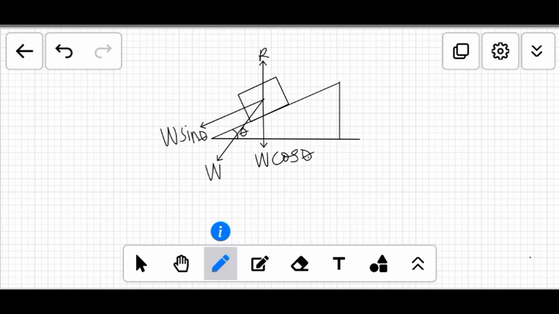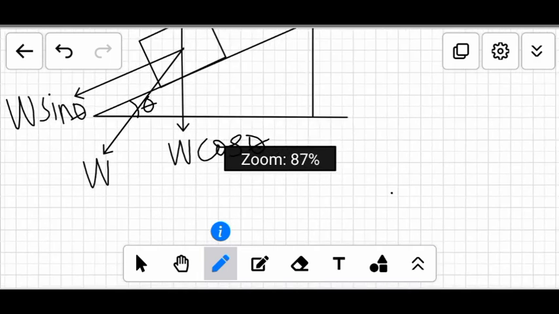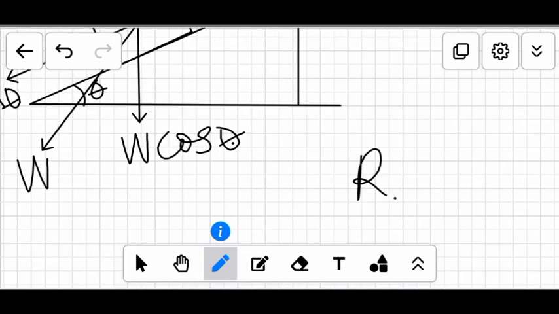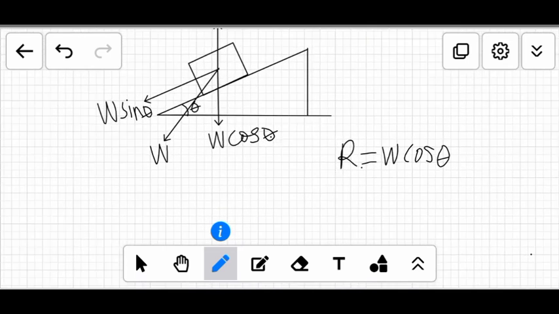But in this case now, the weight is split into two parts. We have W sine theta, which is dragging the object downward, and W cos theta, which is acting vertically on the plane. So the normal reaction will definitely be equal to the one that is acting vertically on the plane. So R equals W cos theta. R is W cos theta.